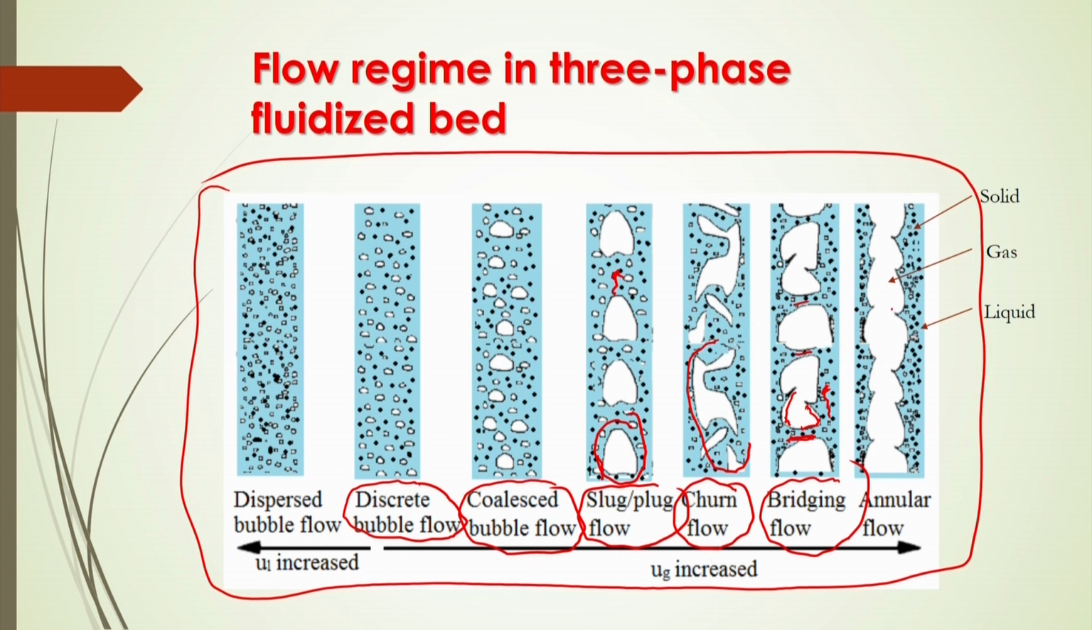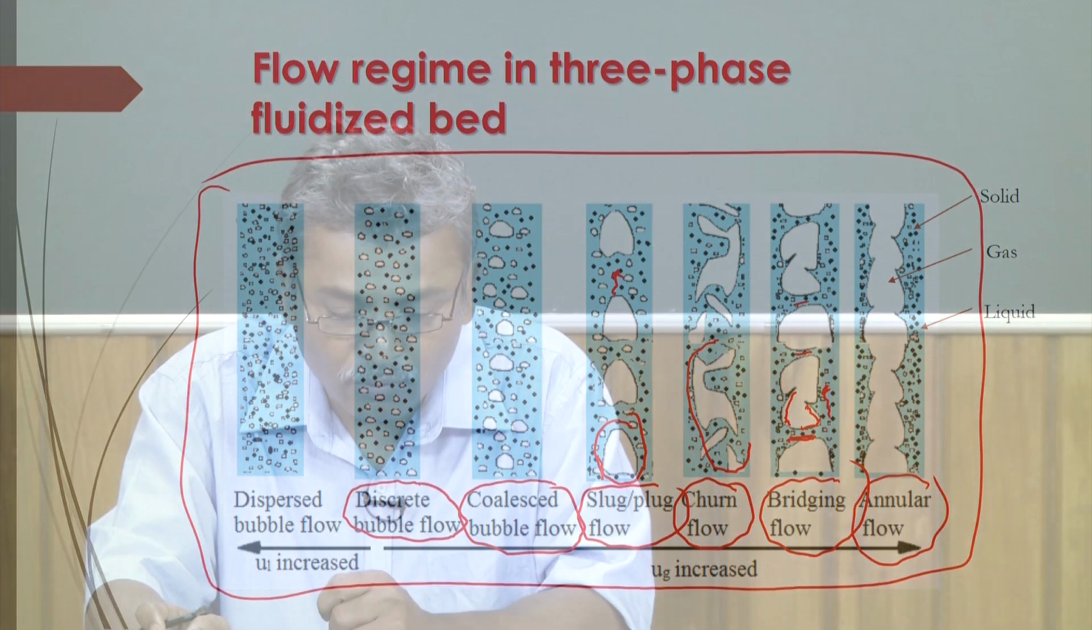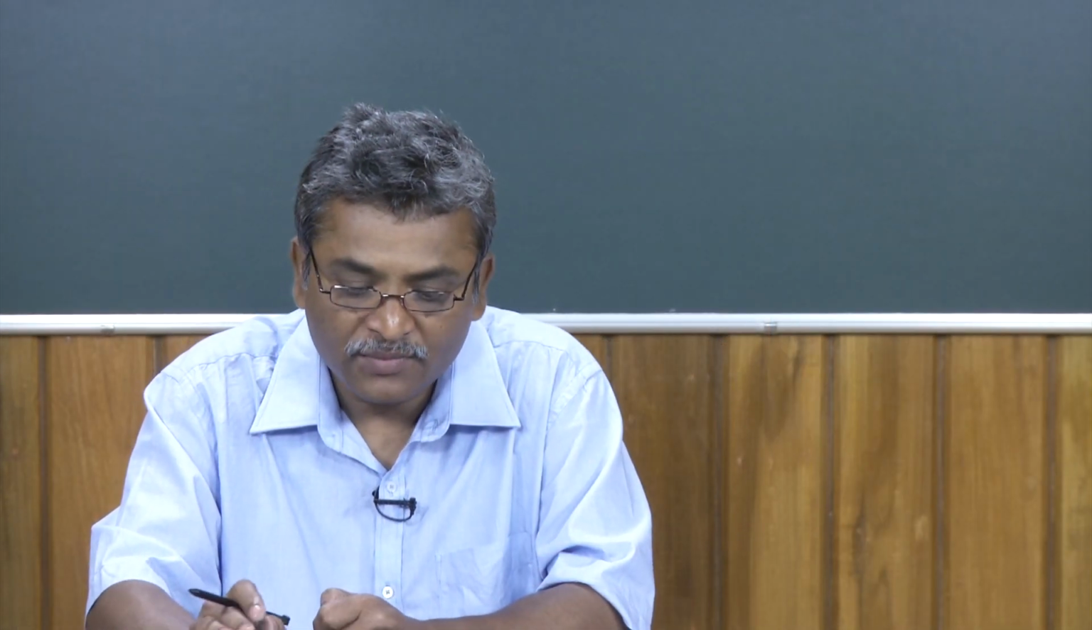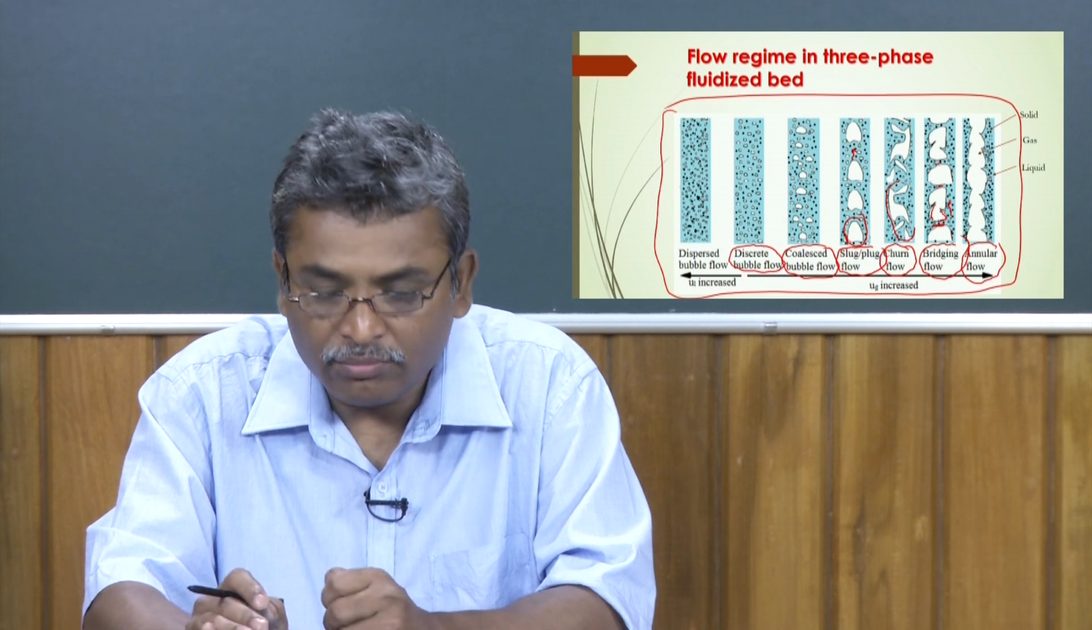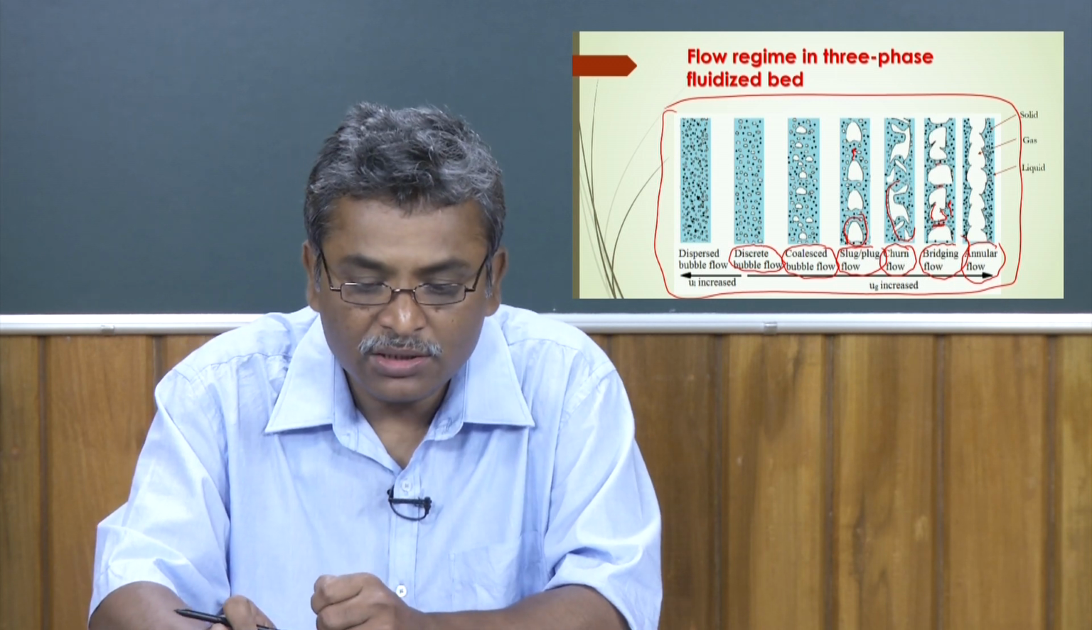So, it is called annular, that means in the central core region of the bed the gas will be moving up, whereas adjacent to the wall the liquid solid slurry will be flowing. So, this type of phenomena is called annular flow. So, in a 3-phase fluidized system we can get these 7 types of flow regime inside the bed, based on the gas velocity and liquid velocity changing.